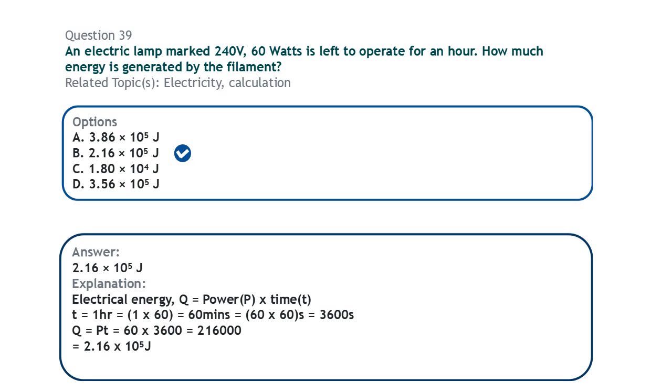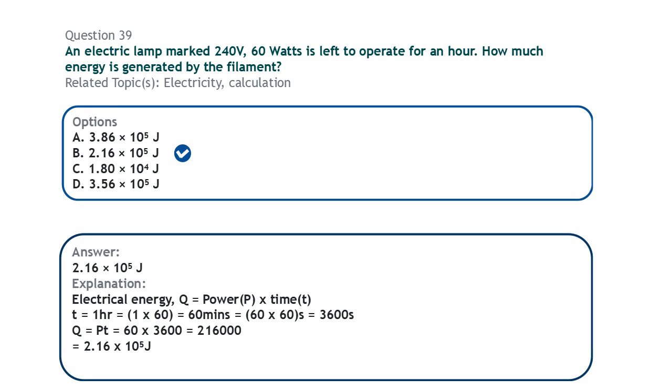So how do you convert from hour to seconds? First, we are going to convert to minutes. 1 hour is 60 minutes. Then we convert from minutes to seconds. 60 seconds is 1 minute. So 60 minutes is going to be 60 times 60 seconds, and so that is 3600. So we have 1 hour is equal to 3600 seconds.